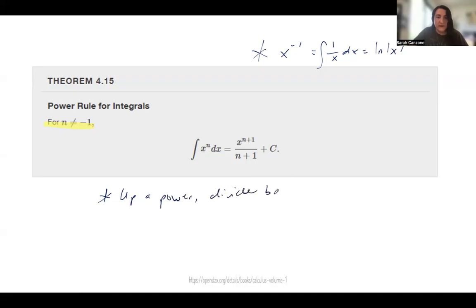divide by that power. All right, so as you know, I try to give you guys as many little tricks to help you remember stuff as possible, right? The quotient rule, we have a little saying instead of having to remember F's and G primes and all of that. We just have something to remember it. This is how you're going to remember this. Up a power, divide by that power, and then of course add C at the end. That's just a given.